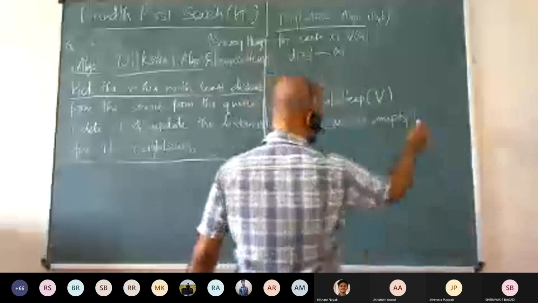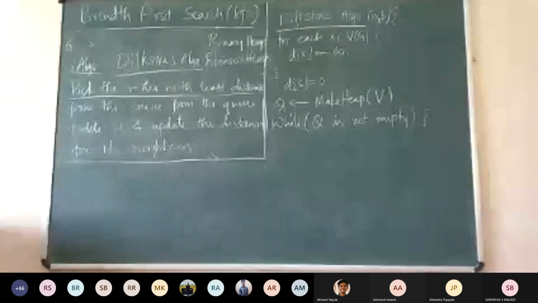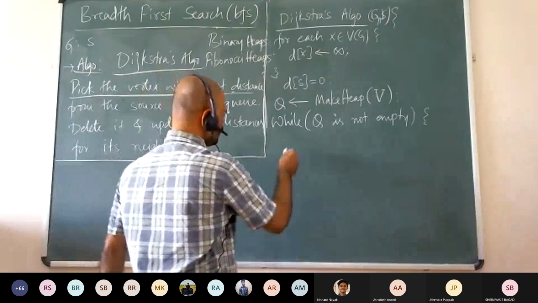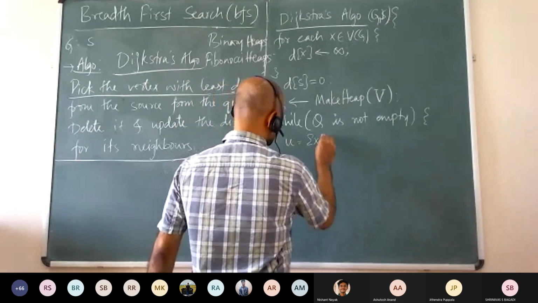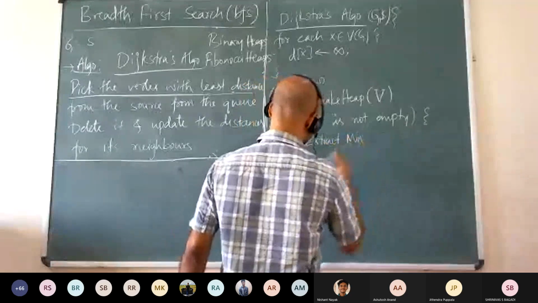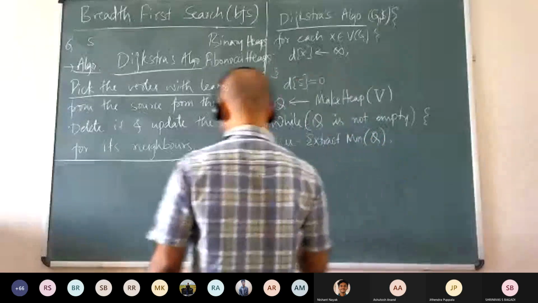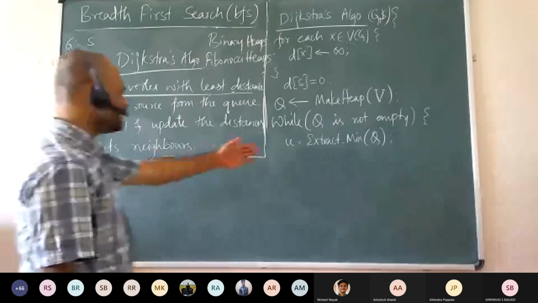Now here we pick the vertex with the least distance from the source. Basically you are picking the root, deleting the root from it. So u is equal to extract minimum from the queue. You are extracting the minimum vertex. Once you extract this, we know that the distance to this is anyway set correctly.